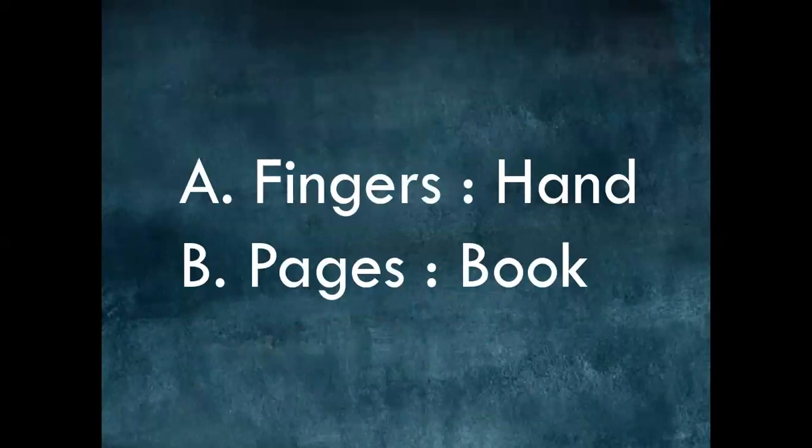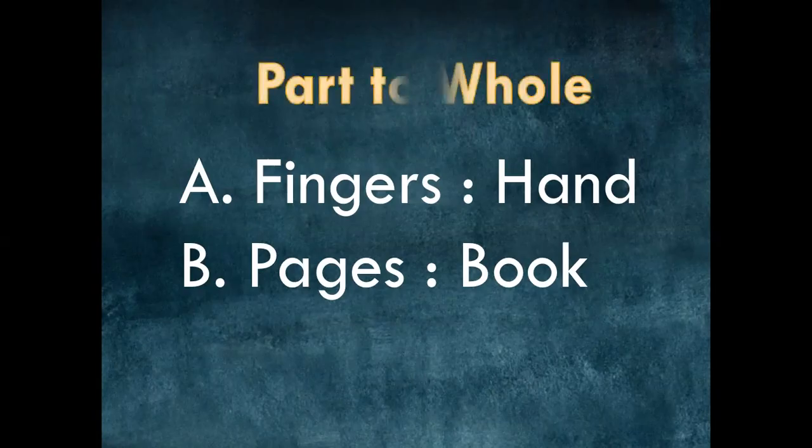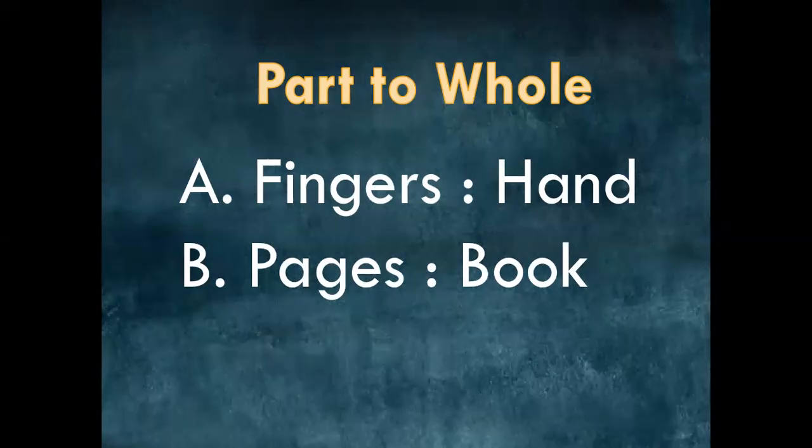How about these examples? Fingers is to hand, pages is to book. What relationship do these words have in common? You are correct. Part to whole. Fingers are part of the hand. Pages are part of the book.